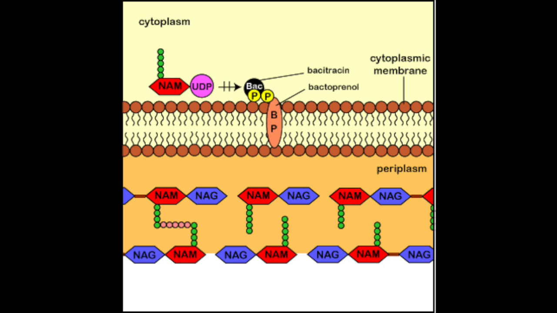In order for bactoprenol to be reactivated to transport more NAM and NAG molecules across the membrane, it needs to lose one of its phosphate groups and go back to the cytoplasmic side of the membrane. What bacitracin does is it binds to the bactoprenol and prevents it from losing its phosphate groups, which prevents it from crossing the membrane again.